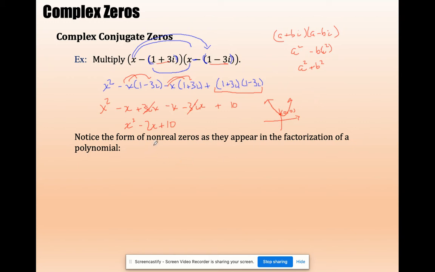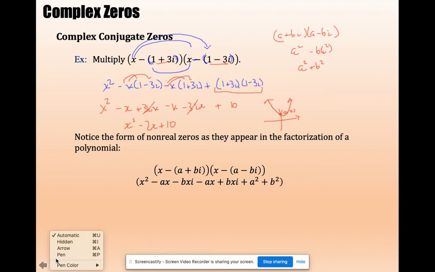So here, notice the form of the non-real zeros, right? Notice I'm taking this exact same problem, but replacing 1 and 3 with a and b. Notice what happened in the abstract when I multiplied them out. And all you have to do is change these numbers and see the pattern over and over again. So much of mathematics is pattern recognition.